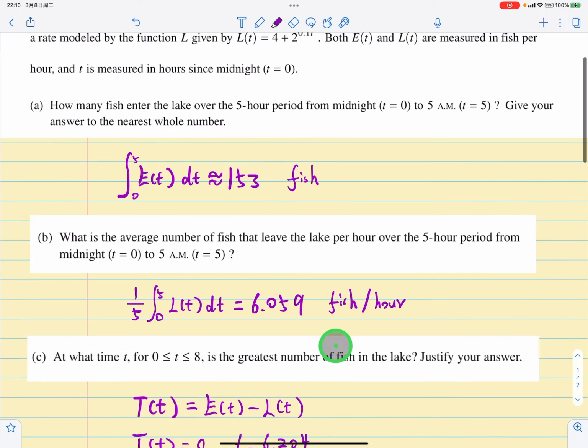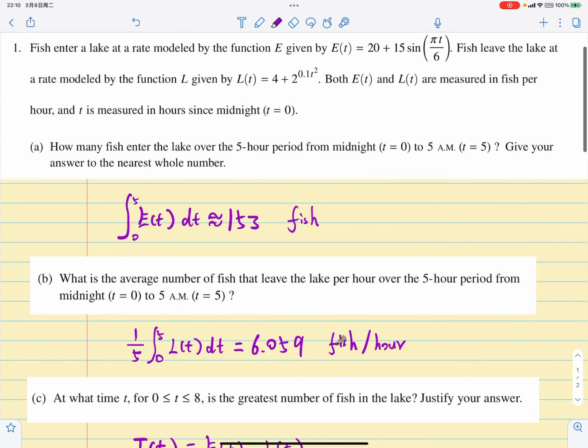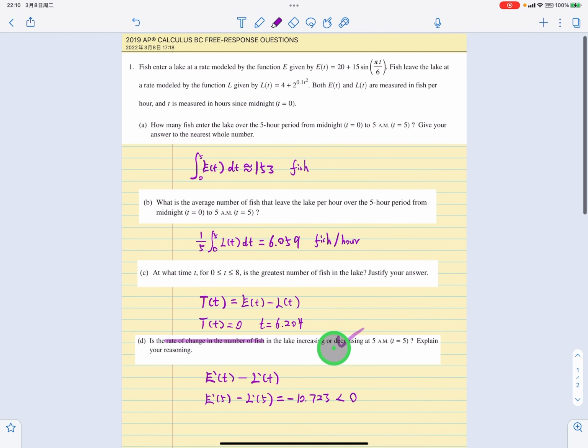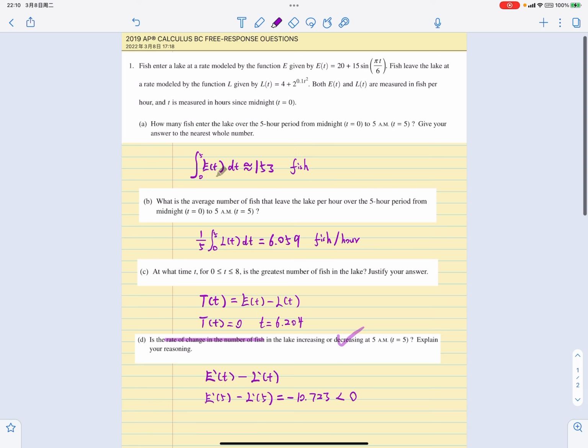Okay, done. So this is all of the first question of our 2019 AP Calculus BC free response question. I wish you enjoy this question answering, and I will record another video next time.